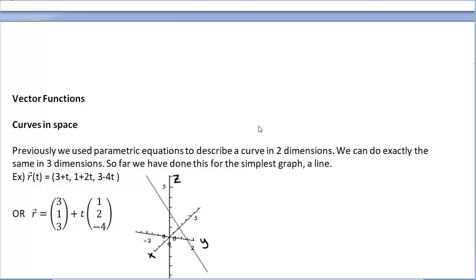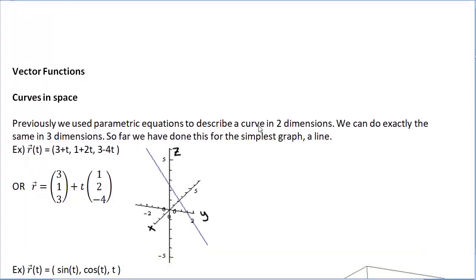So it looks more like a single function. That's the first notation: r of t equals 3 plus t, comma 1 plus 2t, comma 3 minus 4t. And the graph, as we know, is going to look like a line, and that's depicted in the graph there. Okay, so now we are going to go to the more general case. For example, r of t equals sine of t, comma cosine of t, comma t.